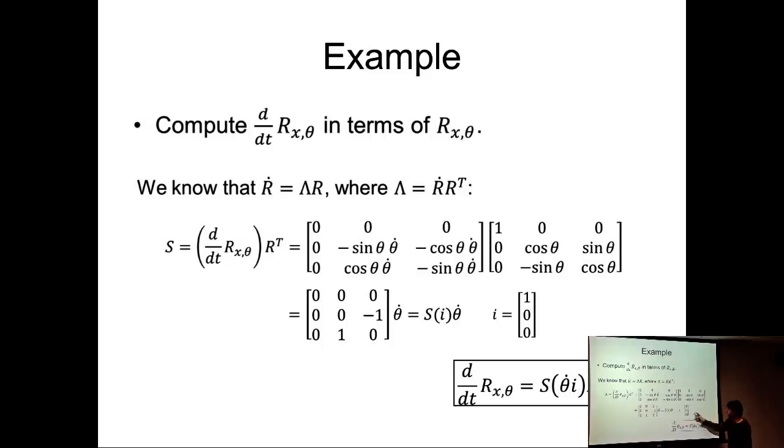Again, we then are able to show that the derivative of our rotation matrix around the x-axis is simply the skew-symmetric matrix we form from an angular velocity vector around the x-axis times the rotation around the x-axis.